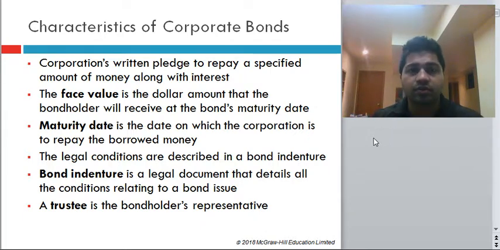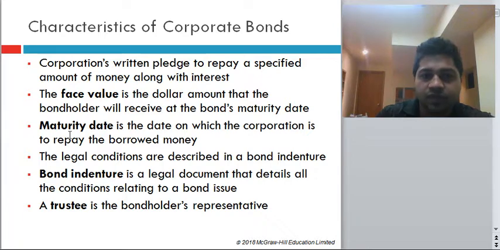So let's go. A bond is a corporation's written pledge to repay a specified amount of money along with interest. The face value is the dollar amount that the bondholder will receive at the bond's maturity date. So face value is what you get when the bond matures. Maturity date is the date on which the corporation is going to repay you.